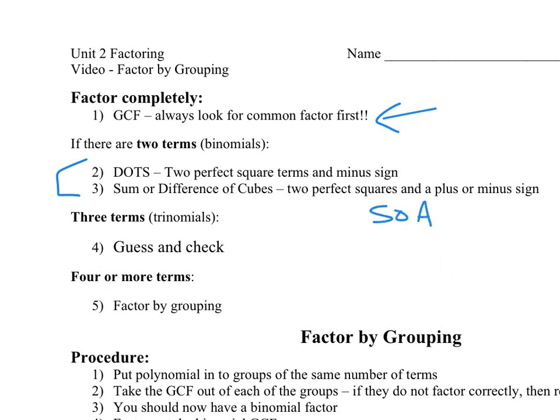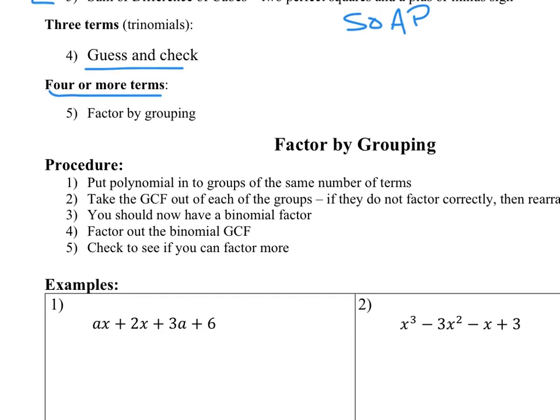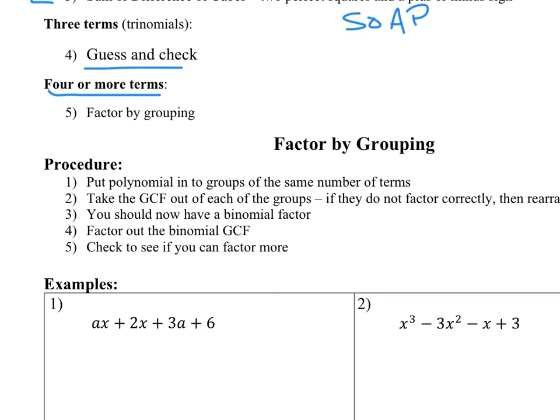Again, that's your SOAP. Three terms is our trinomials, and the only thing that we did was guess and check. Then we have four or more terms. When we have four or more terms, the only option we have right now is factor by grouping. Anything more than three terms is very difficult for us to factor, so we have this method to help us out.